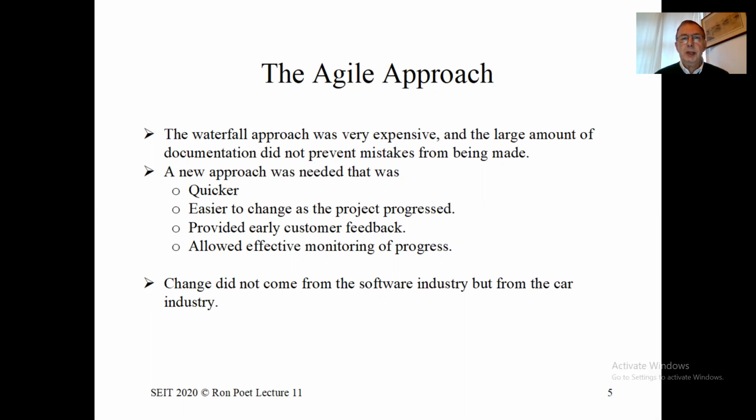So a new approach was needed, but the change didn't come from the software industry, but from the car industry, which also needed to make changes.